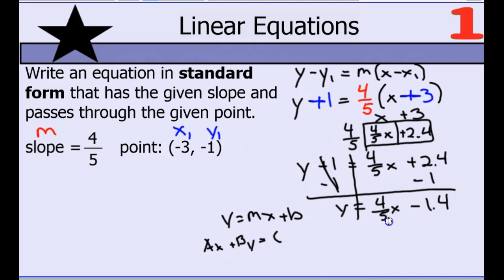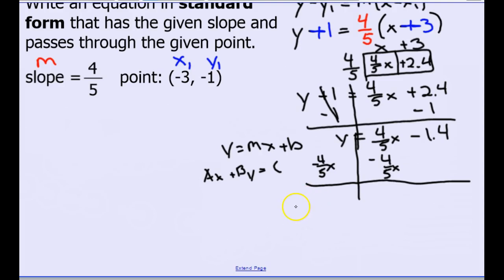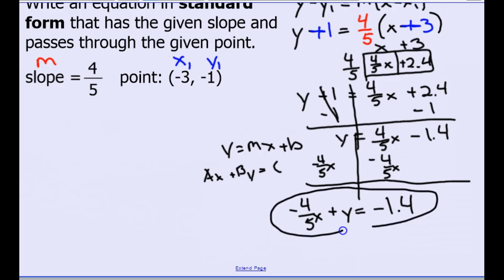So what we need to do is move our 4/5 x over to the other side. How we're going to do that, since our 4/5 is positive, we are going to subtract 4/5 x from both sides. So then what we're left with is -4/5 x. Our y is positive, so plus y equals -1.4. This is our equation in standard form.